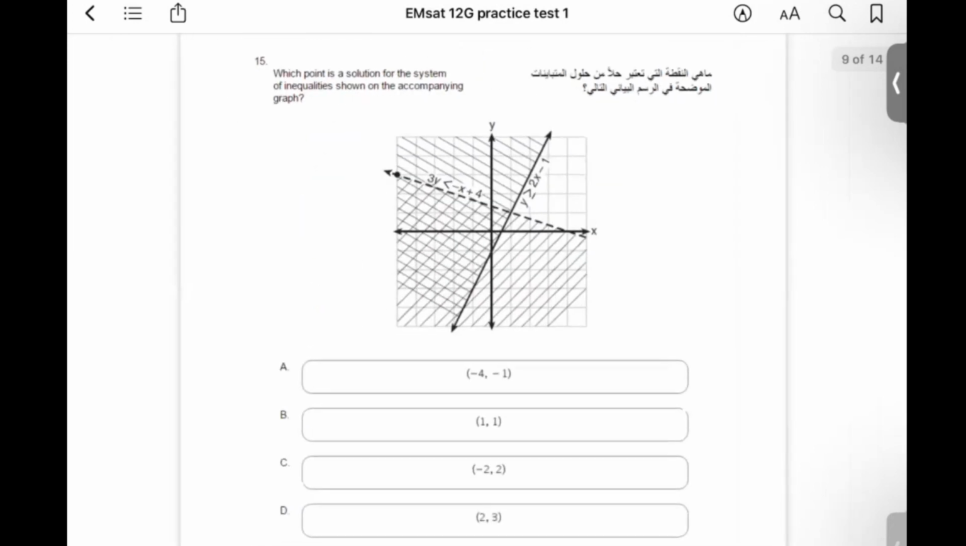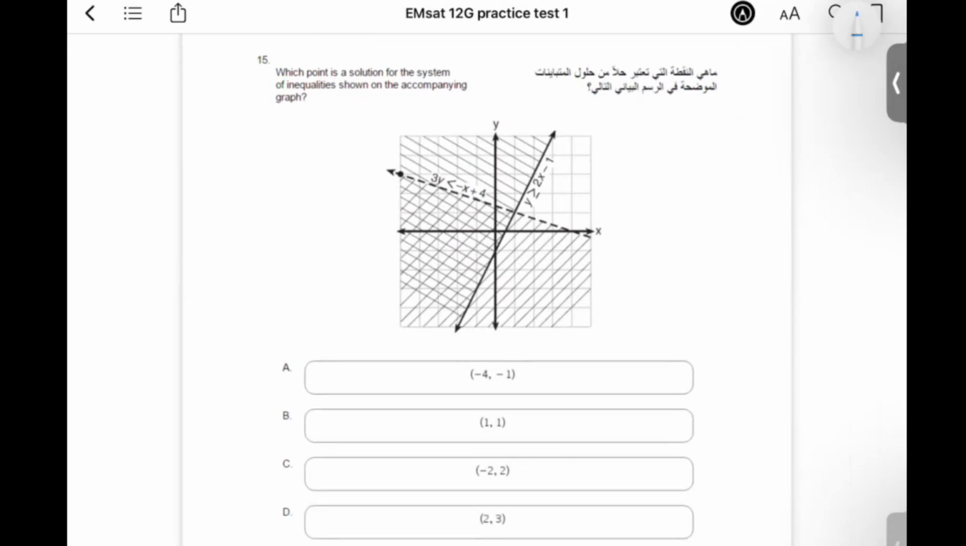Okay, I'm going to go to question 15, and he is asking you which point can be in the solution. This is the solution area, and you have to plot or graph the points. You will notice that only negative 1, negative 2, negative 3, negative 4 with negative 1 is in the shaded area, and accordingly this is the solution. The rest will be outside the shaded area, or on the dashed line. It means it's not a solution.